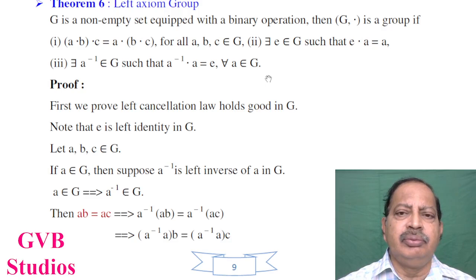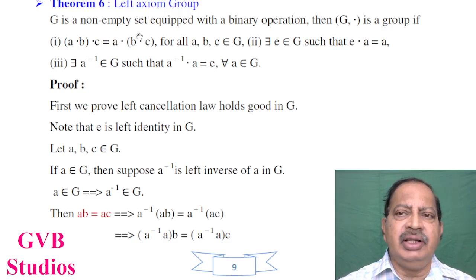Then we have to show that (G, ·) is a group. Conditions are given here: condition 1, condition 2, condition 3. What is condition 1? Condition 1 means it is a semigroup. Condition 2, e is a left identity element. Here e works as left identity element, and here a inverse works as left inverse. We have to show that automatically e becomes right identity and a inverse becomes right inverse.